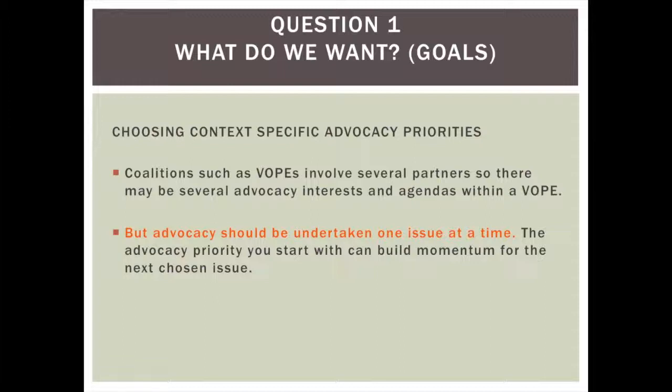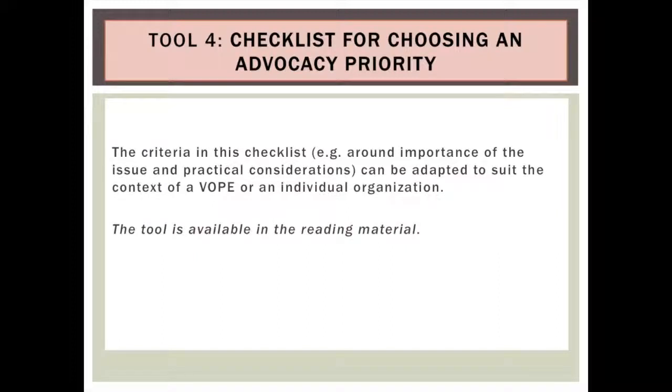For example, an initial advocacy priority for a VOPE can be to create monitoring and evaluation units in all government departments. Such advocacy efforts can later provide momentum to advocate for an equity and gender-sensitive national evaluation policy. Here is another tool that you can use as a checklist for choosing an advocacy priority. The criteria in this checklist, for example around the importance of the issue and practical considerations, can be adapted to suit the context of a VOPE or an individual organization. This tool is also available in the reading material.